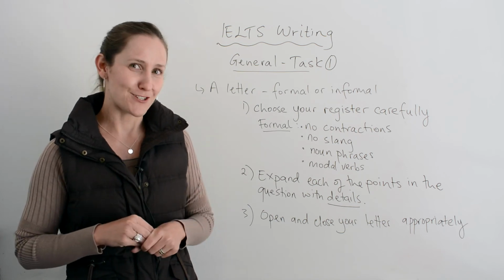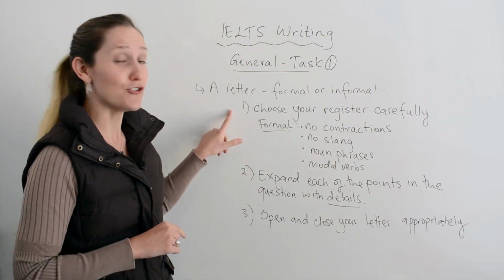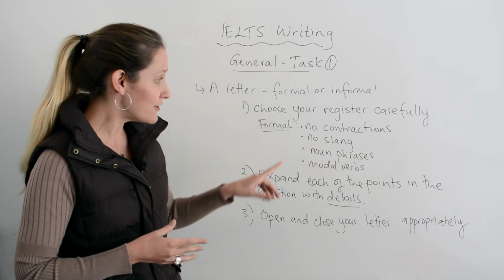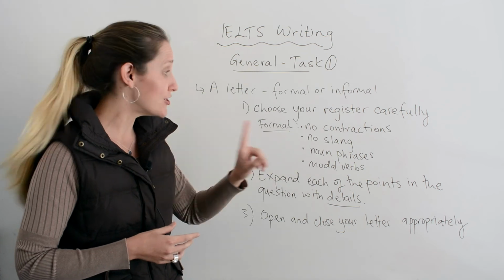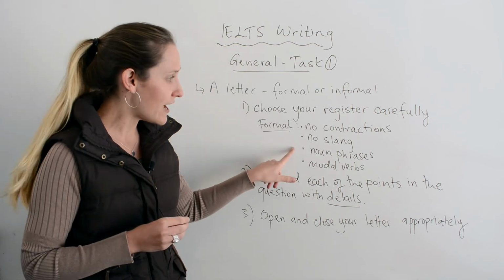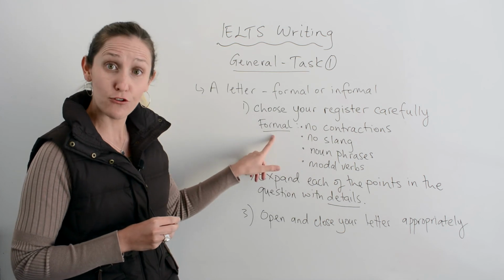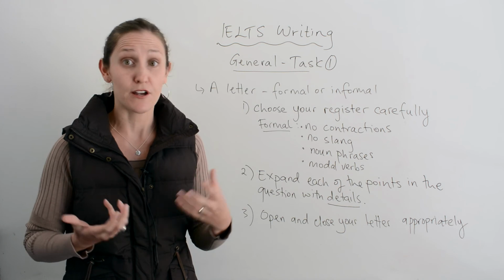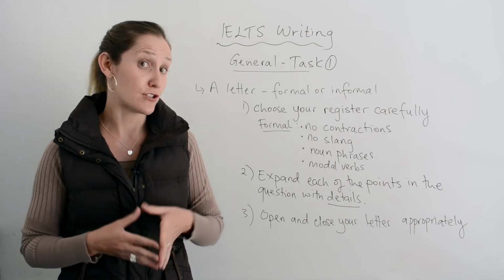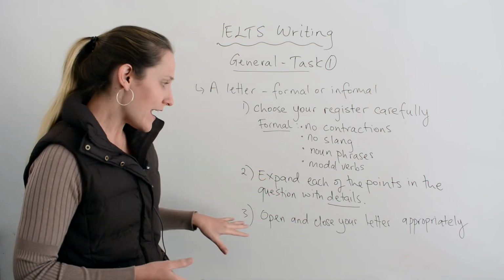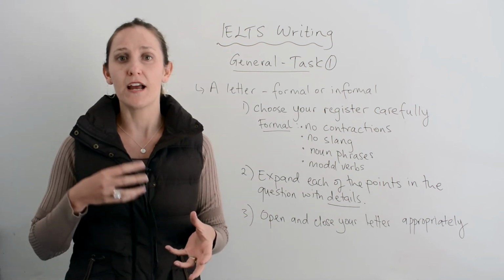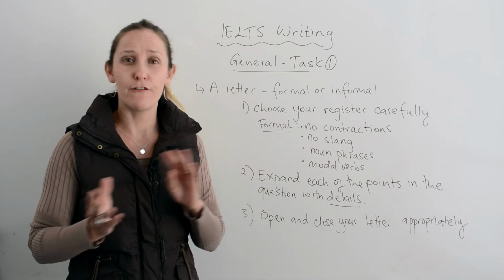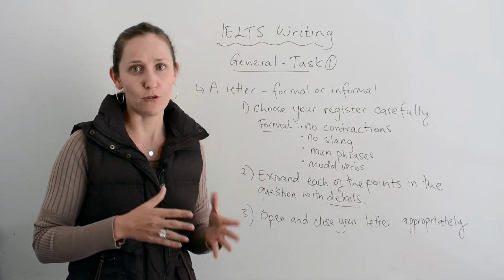Let's recap what we've just talked about. It's important that you choose your register carefully, and your register will determine the kind of language that you use. No contractions, no slang, focusing on noun phrases and modal verbs in a formal register. Secondly, make sure you expand all of your points appropriately. Give details, don't be vague or general. And finally, make sure that you open and close your letters with the correct kinds of phrases that are appropriate for either a formal or an informal letter.